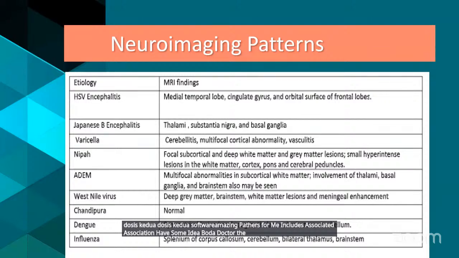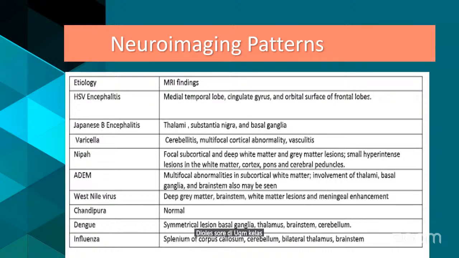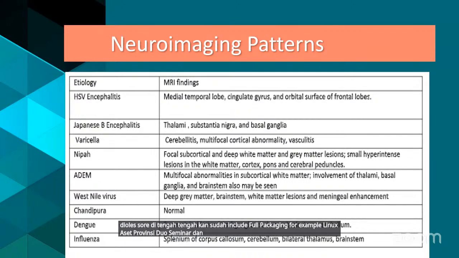So basically, for any patient with meningoencephalitis, please do discuss with your neuroradiologist or radiologist to get clues so that you can ask for specific panels to diagnose your pathogen. For example, HSV encephalitis has a propensity towards the medial temporal lobe as well as the orbitofrontal lobe. JE, as discussed previously, has a propensity towards the basal ganglia, substantia nigra and thalami. Varicella has a propensity towards cerebellitis, multifocal cortical abnormalities, and a vasculitic-like presentation.